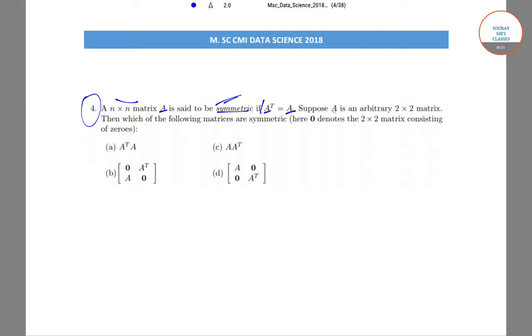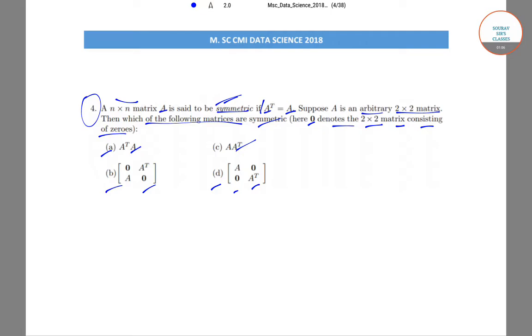Now suppose A is an arbitrary 2 cross 2 matrix, then which of the following matrices are symmetric? In options B and C, there is a 0. Here 0 denotes a 2 cross 2 matrix consisting of zeros. We are not bothered with that, so we can continue. Option A is A transpose A, option B is 0, A transpose, A, 0, option C is A into A transpose, and option D is A, 0, 0, A transpose.